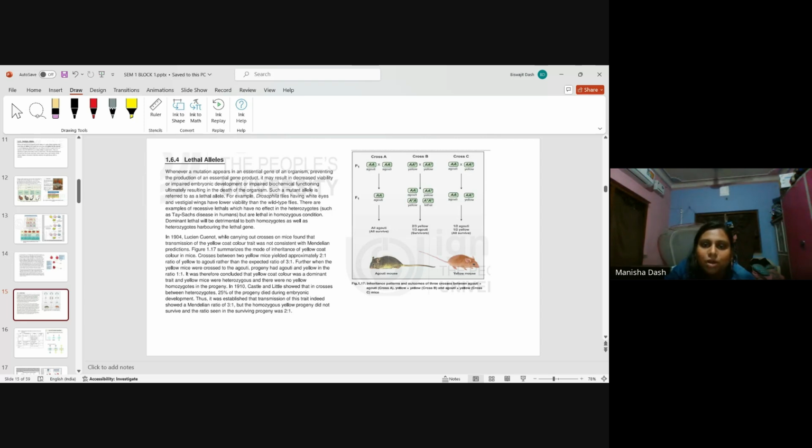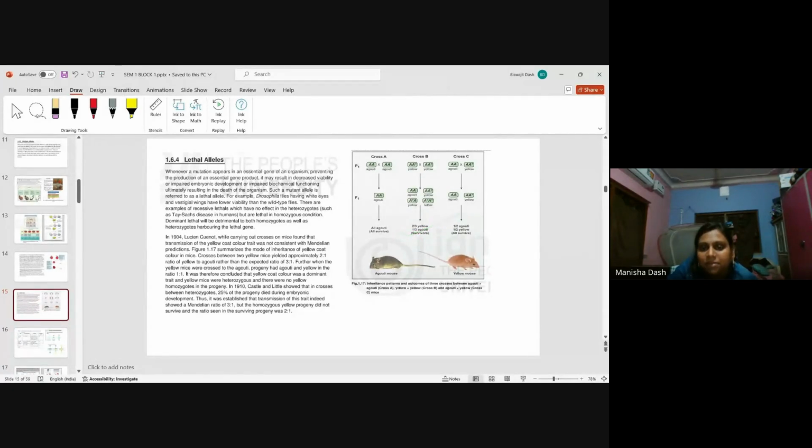So just observe here. As you can see, there are two different alleles controlling the coat color in mice. One is capital A, the other one is capital A with a superscript Y. The capital A with Y codes for a yellow coat, and the capital A codes for agouti, which is a brown color mouse. So if the mouse is capital A, it will develop the brown color. And if the mouse is capital A-Y and capital A, which is a heterozygous condition, then also it will develop yellow color.